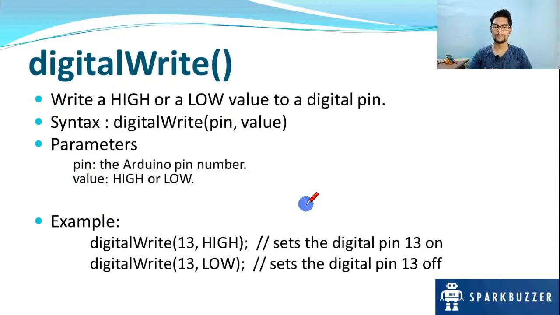Now digital write. We are going to write. The digital write function is used to write on a specific pin to make it high or low. The syntax for digital write is: we select the pin number and the value. Value can be 1 or 0, or high or low. Here is an example. I am going to turn on pin number 30 and turn off pin number 30. High means on, low means off.